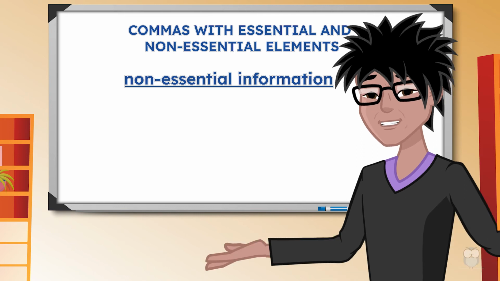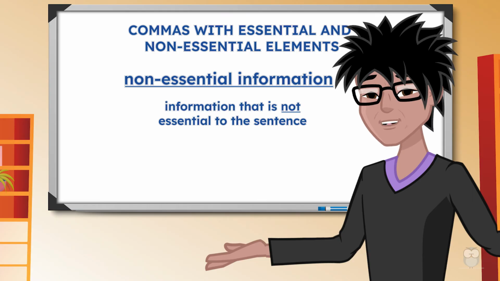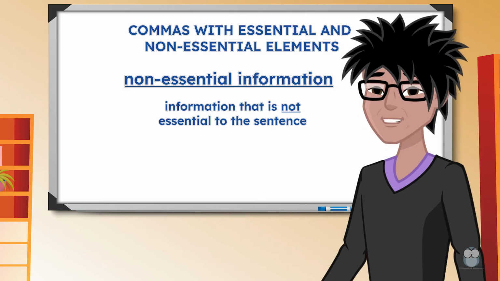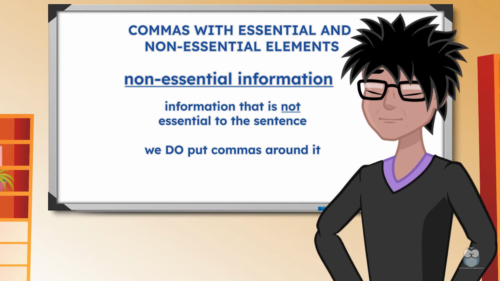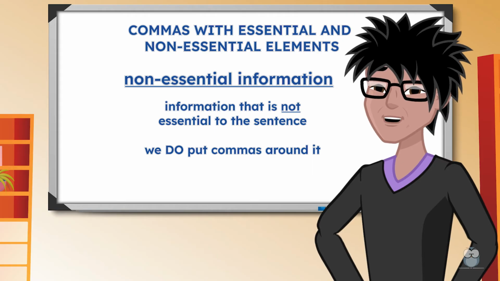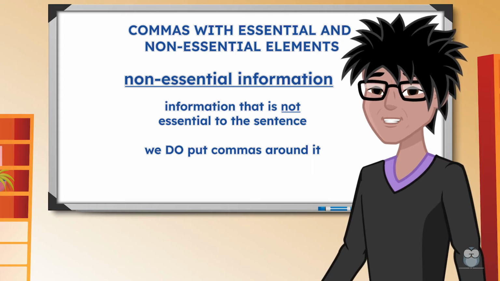Next up is non-essential information. And this is exactly what it sounds like. Information that is not essential to the sentence. In this case, we do put commas around it. Putting commas around it implies that it is simply additional information that is nice to have, but it's not crucial to maintain the meaning of the sentence.